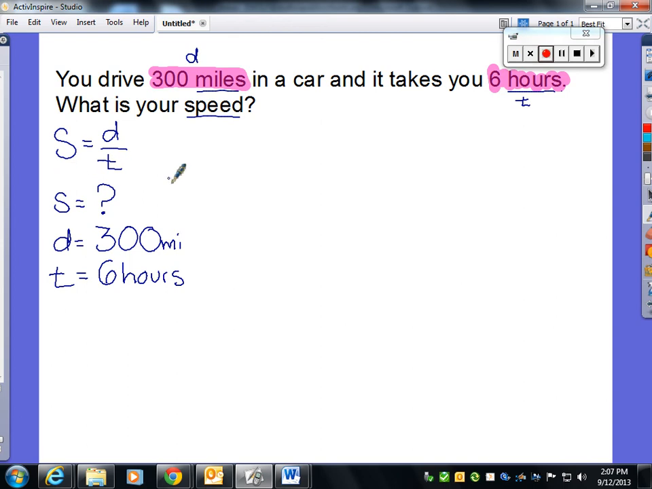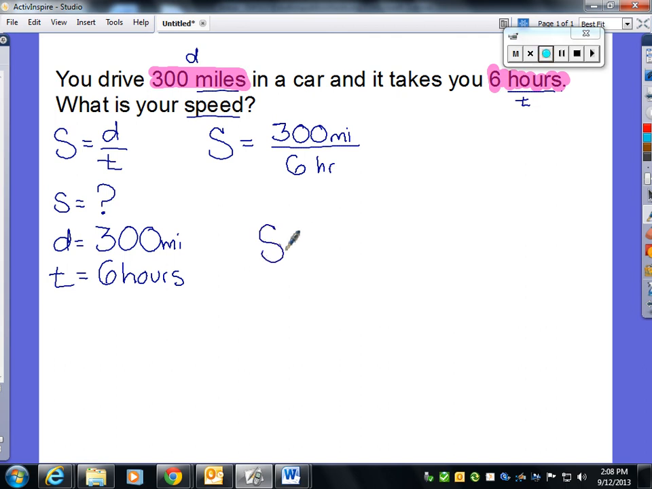Okay, so now we need to substitute. So we do S equals, the substitute for D is 300 miles. Remember to use your units, bring your units with you, all over 6 hours. Okay, and that's that right there. And now after you substitute, the next step is simply to solve.